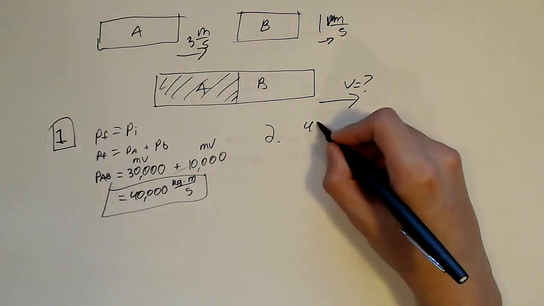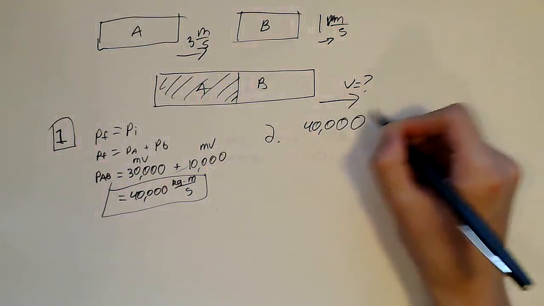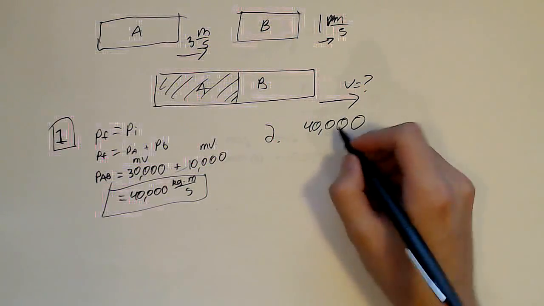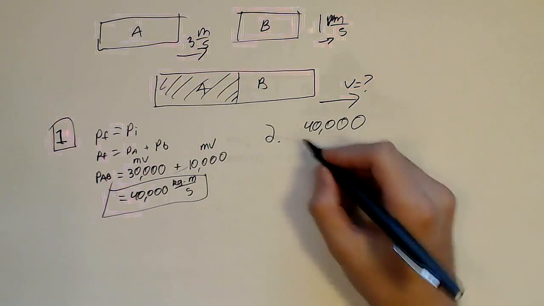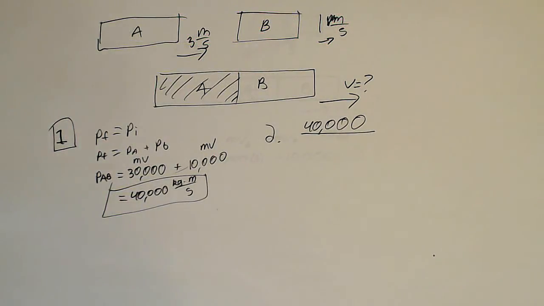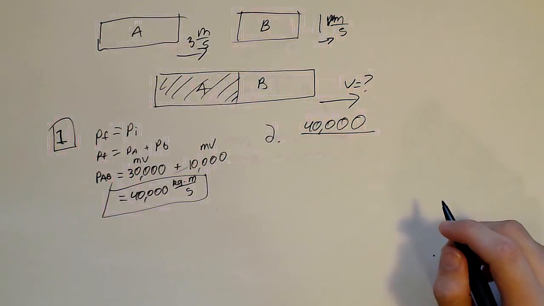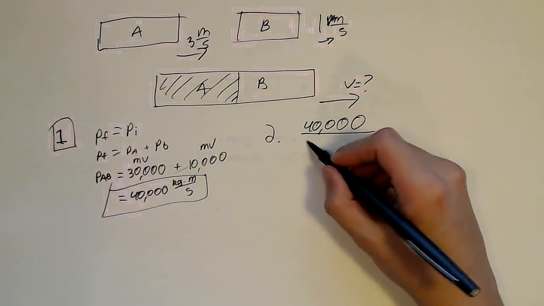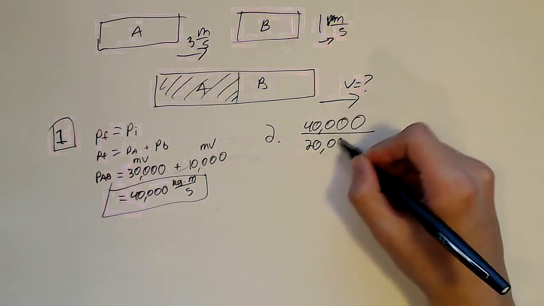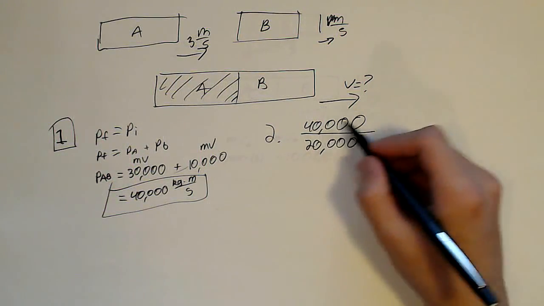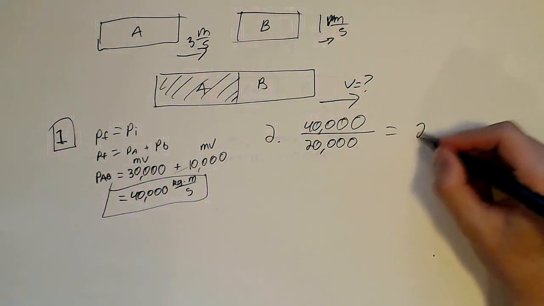So we take 40,000 from here, which is equal to the momentum of this whole mess, divide it by the mass of these two together, which is 20,000, because each has a mass of 10,000 kilograms. And when you divide that, you get 2 meters per second.